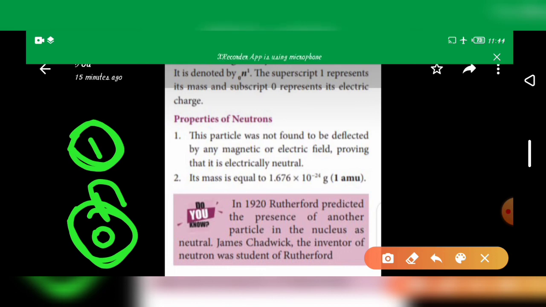Properties of neutrons. These particles were not found to be deflected by any magnetic or electric field, proving that they are electrically neutral. Its mass is equal to 1.676 into 10 power minus 24 gram, that is 1 AMU. In 1920, Rutherford predicted the presence of another neutral particle in the nucleus. James Chadwick, the discoverer of the neutron, was a student of Rutherford.